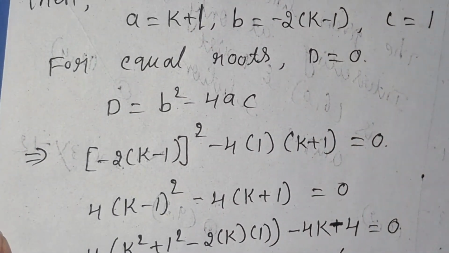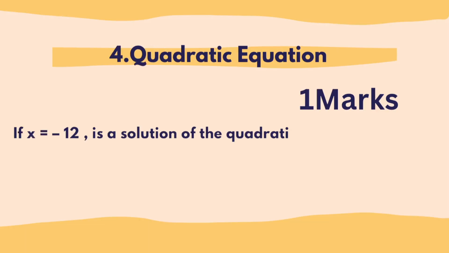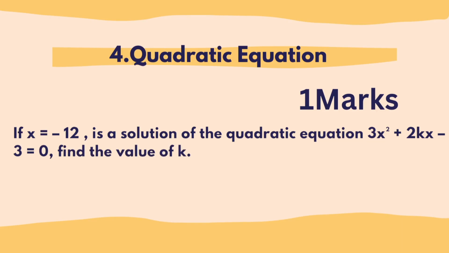So this is the 8th question. Now the 9th question. x equal to minus 1 by 2 is a solution of the quadratic equation 3x square plus 2kx minus 3 equal to 0. Find the value of k.